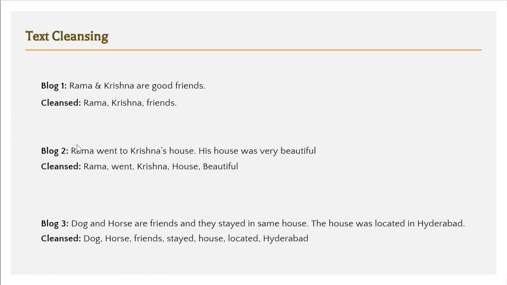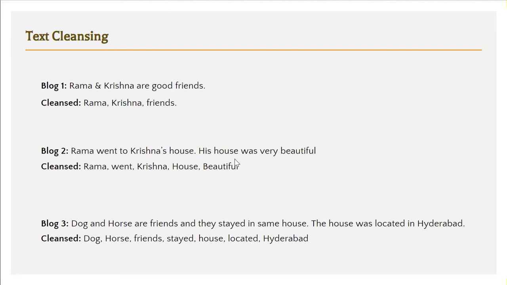The same thing we'll do for blog post 2 also. Rama is a noun, so it is related to the topic, and went is a verb, so that is also related to the topic, and Krishna is related to the topic, and house is related to the topic, and his is a pronoun. It doesn't add much value to the topic, so we can remove that. Then again, house we have already included. Then the final thing is beauty, or beautiful. So these are the words after cleansing which we got: Rama, went, Krishna, house, beautiful. This is what we call cleansing.